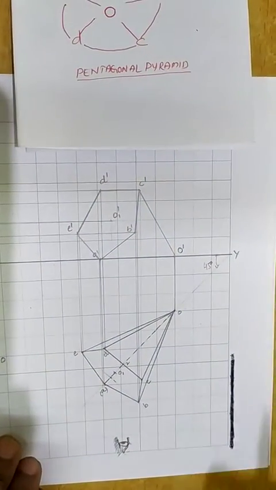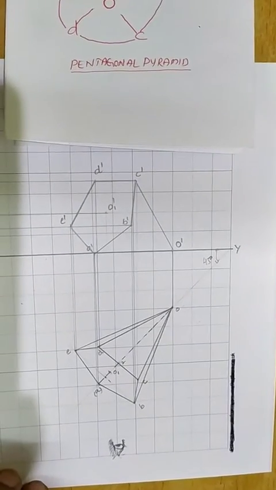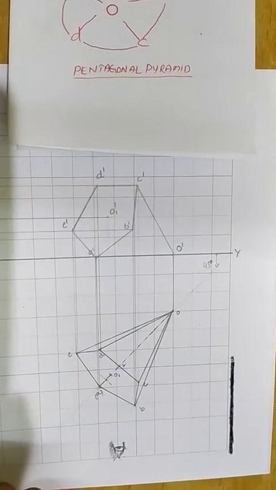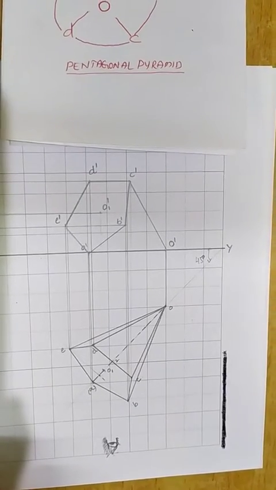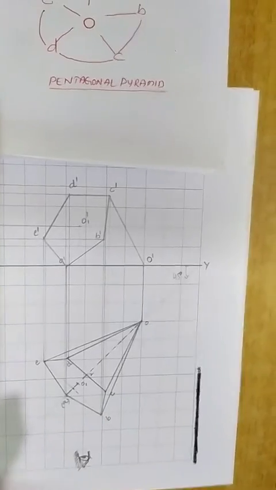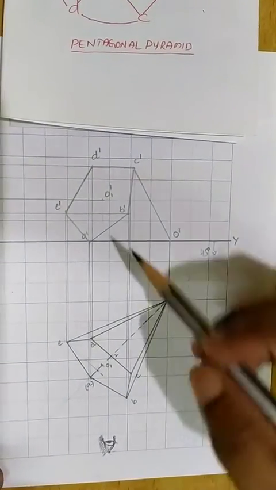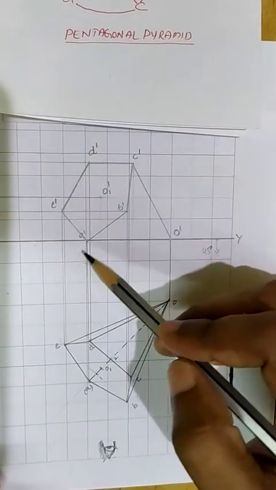Once after doing this, we need to identify the hidden lines, so hidden edges. How to identify is, I'll follow two procedures. Two procedures, I'll explain both the methods. Whichever is easy to you may consider that. Now we are having the pentagon. So this is the first method.